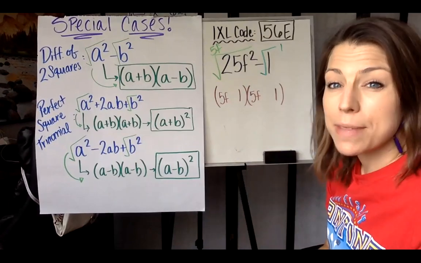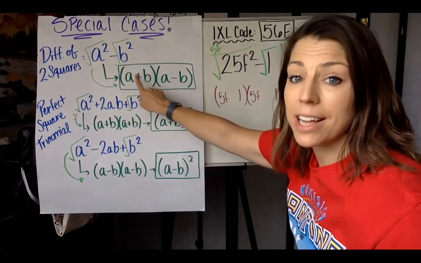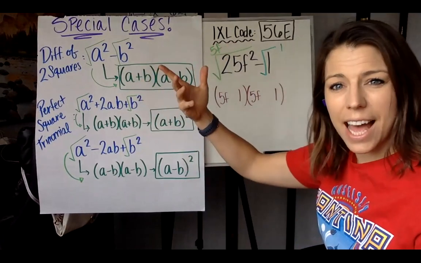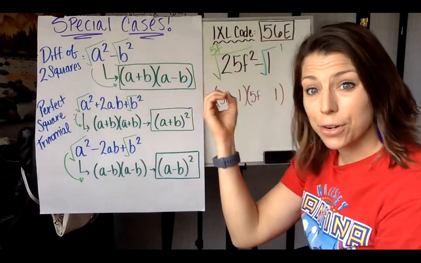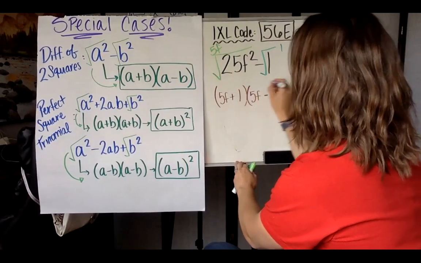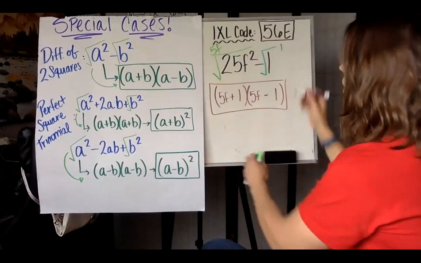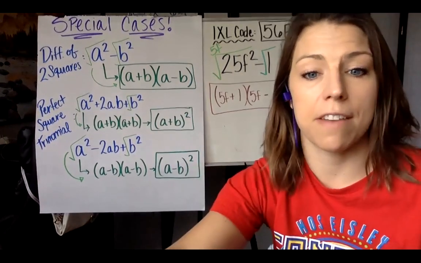Now remember, there's something different about the difference of 2 squares. One of these is positive and one of these is negative. Why is that? That's because there's no middle term. That means the middle term is 0. So the only way that you get a middle term of 0 is if you make one of them positive and one of them negative. So the answer that I came up with was 5f plus 1 times 5f minus 1.